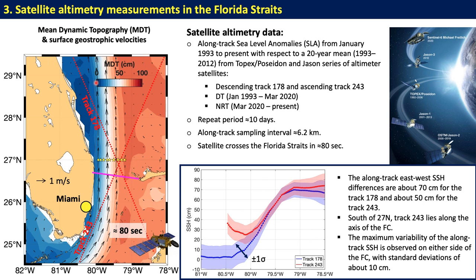Thank you, Rick. So yeah, this is a good point about the proximity of land to satellite tracks. On this slide, as you see, only track 243 approaches the land closer than everything else within the region. But even here, the distance is greater than 10 kilometers. So the influence of land is not that strong here. So it is probably negligible. But anyway, I'm not using track 243 because it doesn't completely cross the Florida current. Only track 178 is used. And all the points used along the track are far away from land.